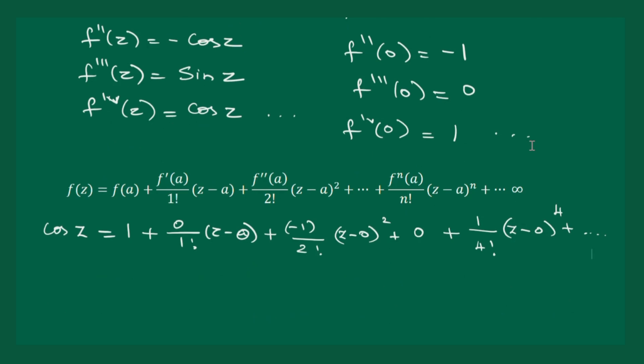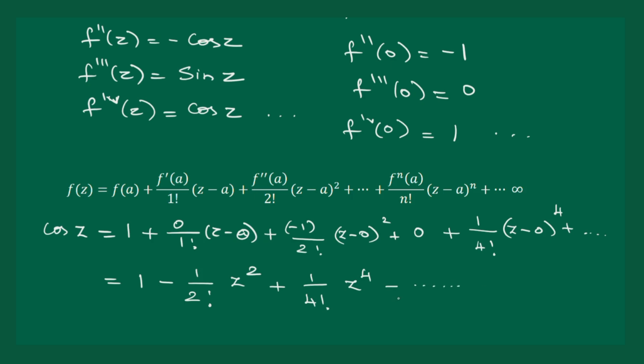So now what happened here is we can simplify this. First term will become 1, second term 0 into anything is 0. So here it becomes minus 1 by 2 factorial into z square. Again third term 0. Next 1 by 4 factorial into z power 4. Next it should be minus, so it goes on like this.